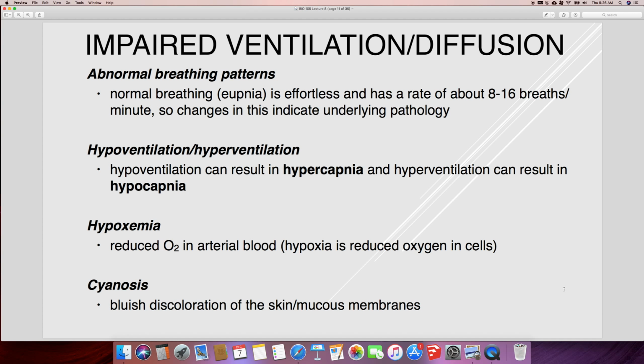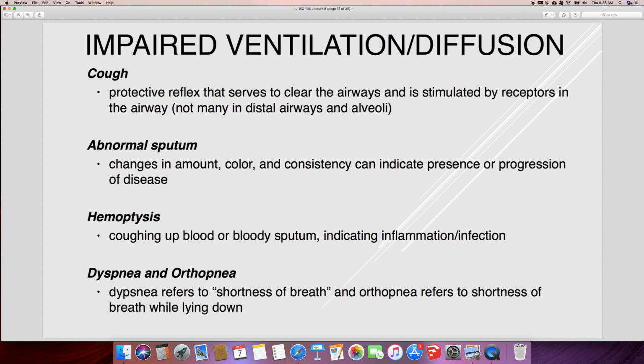Then cyanosis, that's the bluish discoloration of the skin and mucous membranes in response to low oxygen or poor perfusion. So a cough is a reflex. It's a protective mechanism for our body to try to rid the airways of something bad. There aren't many of these receptors in the distal airways and the alveoli, so if things get really deep, it might not be sensed very well by the receptors in the lungs.